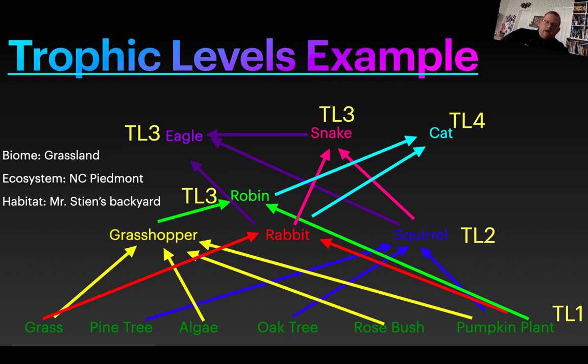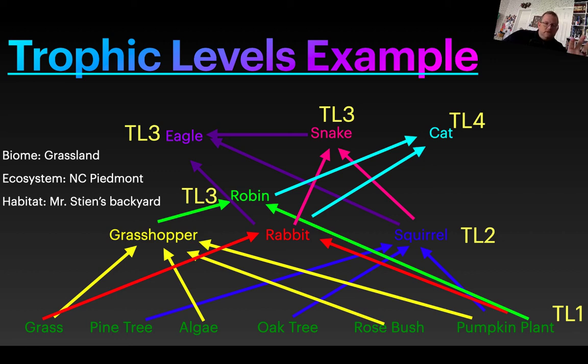So we've got our grasshopper, our rabbit, and our squirrel, which are trophic level 2. Now, I put in trophic level 3 and 4 here because of the robin. The robin is not a trophic level 2 organism. It doesn't eat the trees and the grass, the algae, the pumpkin plants. It only eats bugs and berries. Well, it might get something from the pumpkin plant once the pumpkins ripen and they can get the seeds out of it. But really, most of what the robin's going to get is the grasshopper.